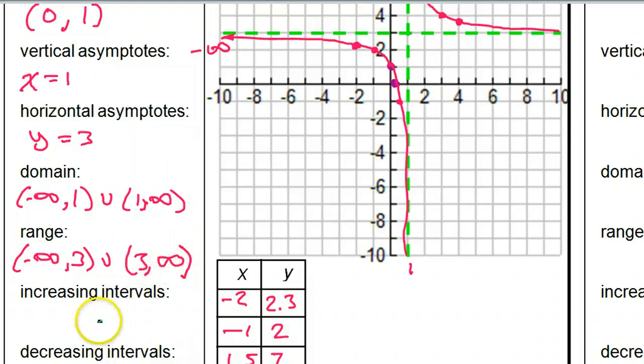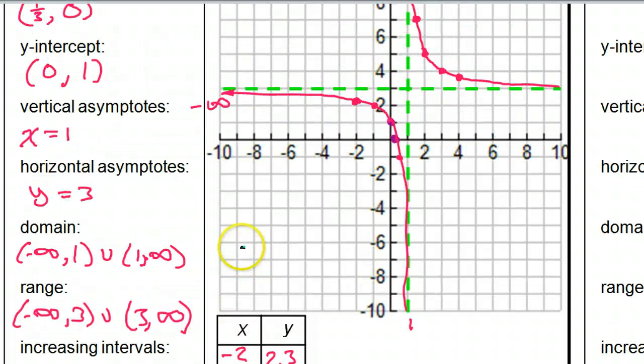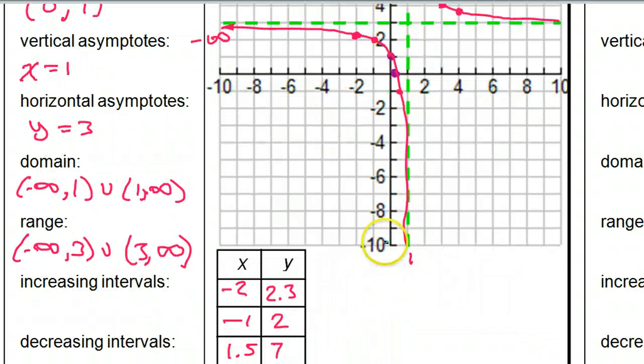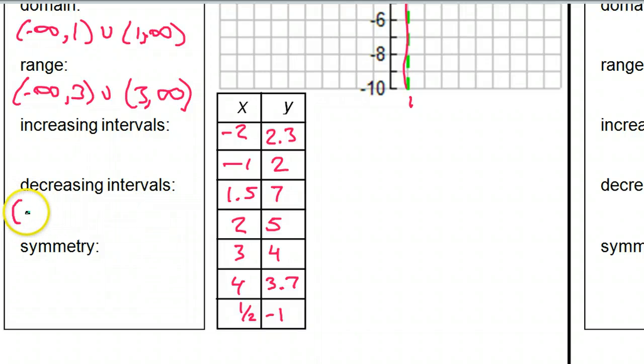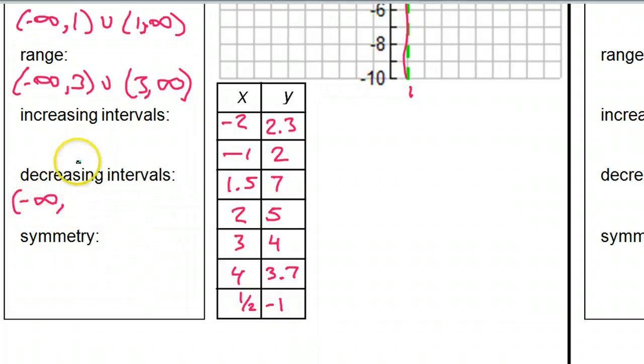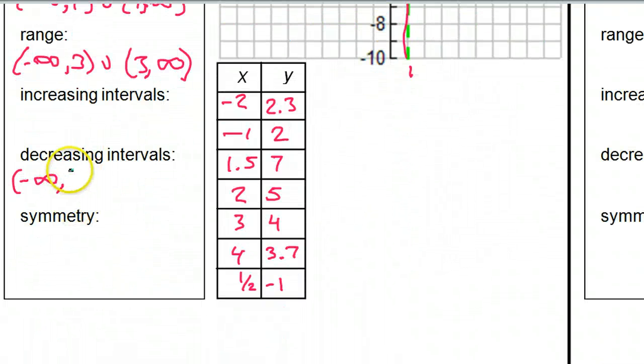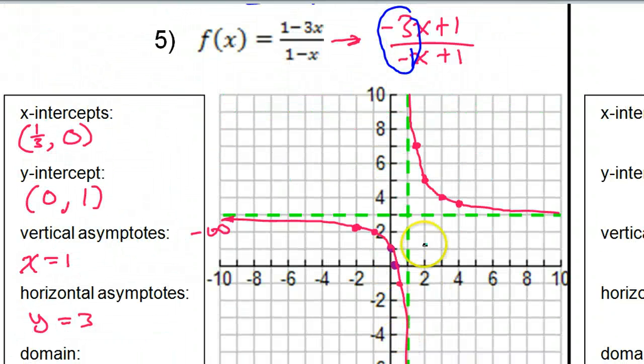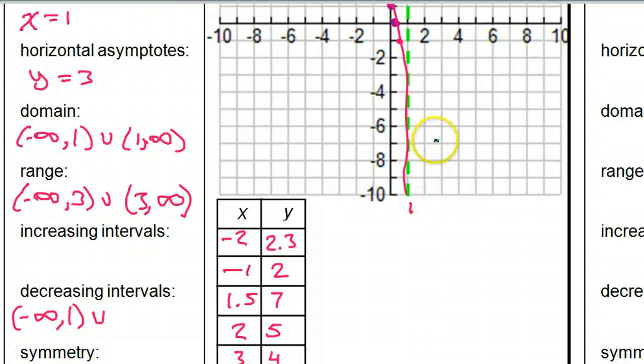Alright, now let's talk about increasing and decreasing intervals. We have to trace the graph from left to right. And as we go from left to right, look what happens. It goes down. So that first branch is a decreasing interval. So that's decreasing from -infinity to 1. Now, what about the other branch? From left to right, this also goes down. Alright, it's decreasing. So, from 1 to infinity is another decreasing interval.